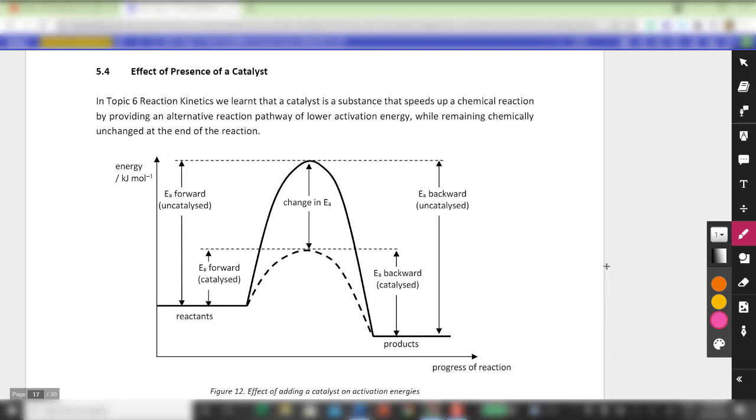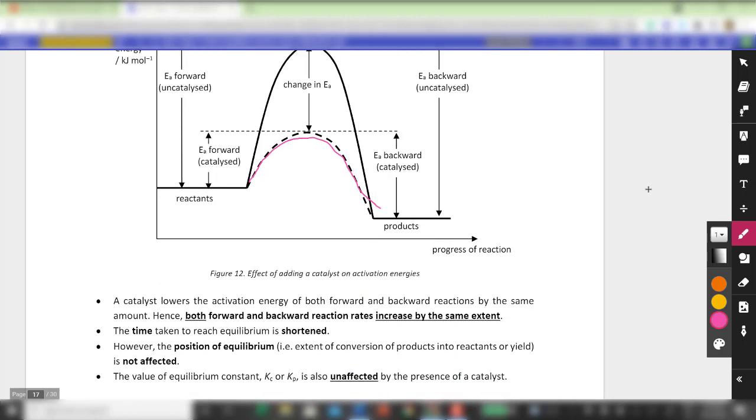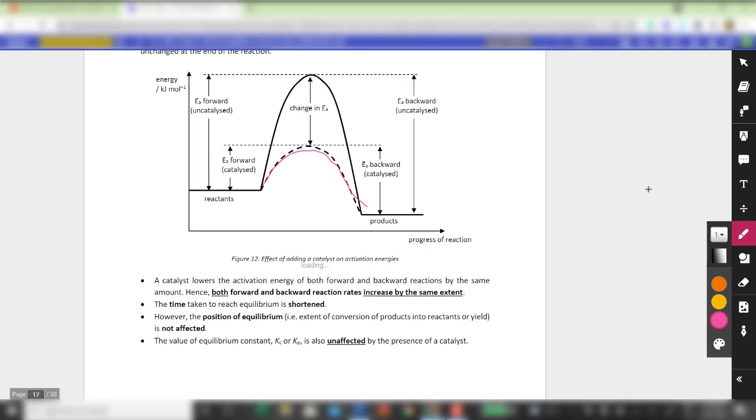You might want to be clear about this: it allows the equilibrium to be re-established at a faster rate by providing an alternative pathway for the reactants to react. This alternative pathway is reflected by the dotted line over here. The alternative pathway has a lower activation barrier for both the forward and backward reaction.